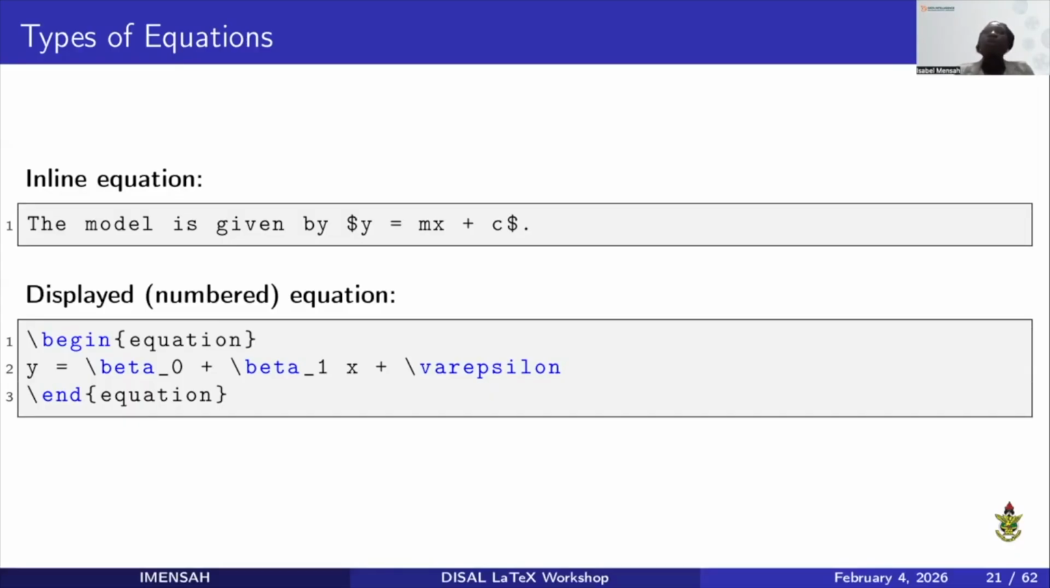Now, if you would want to separate your equation from the text and even number the equation, we use an environment, the equation environment, where you are able to define your equation. If you don't want your equation to be numbered, you put an asterisk sign after the begin.